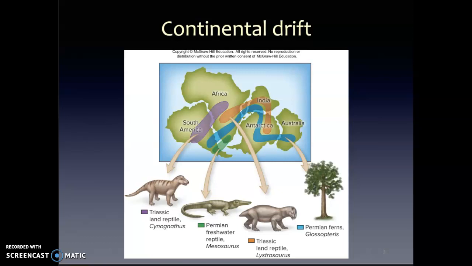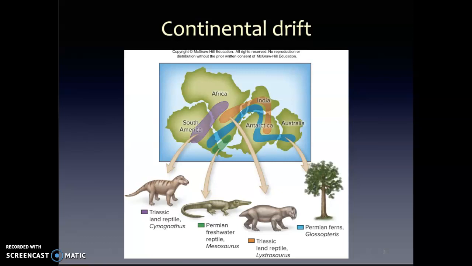This diagram illustrates how continental drift explains some of the patterns that we see in the fossil record. Each of these extinct organisms is represented by a different color. For example, fossils of the Triassic animal named Cynognathus in purple are found on both the eastern coast of South America and the western coast of Africa.